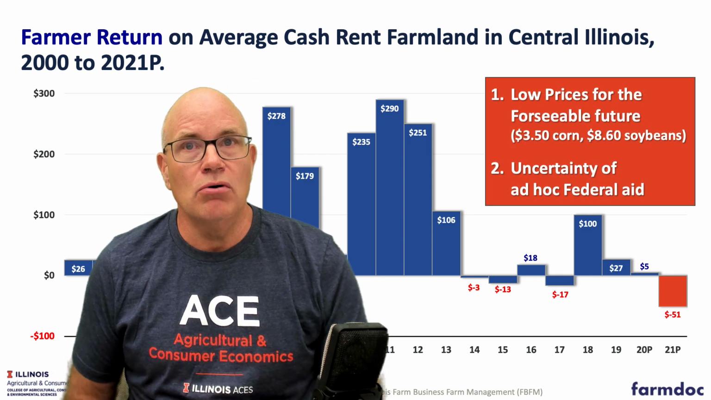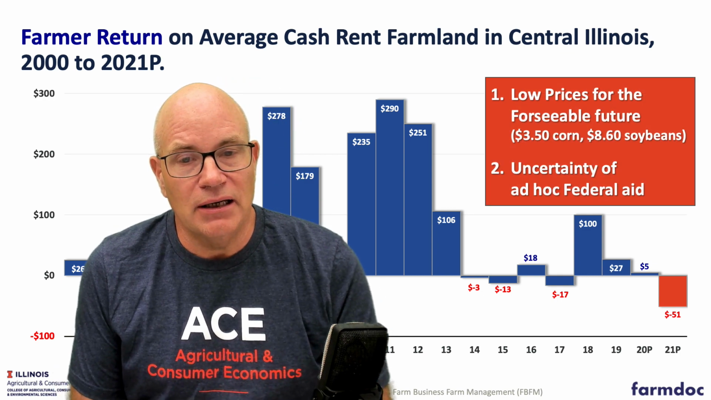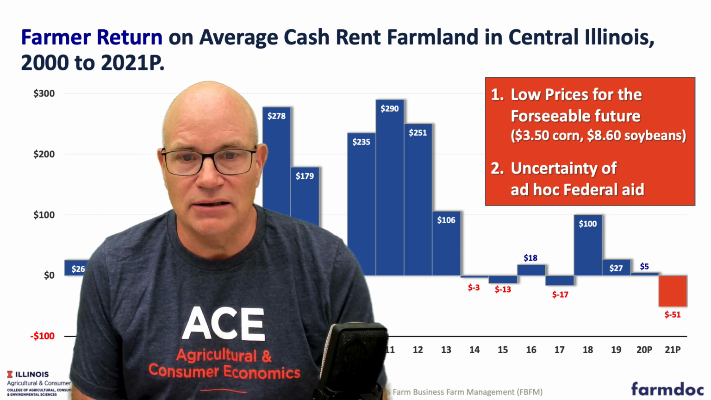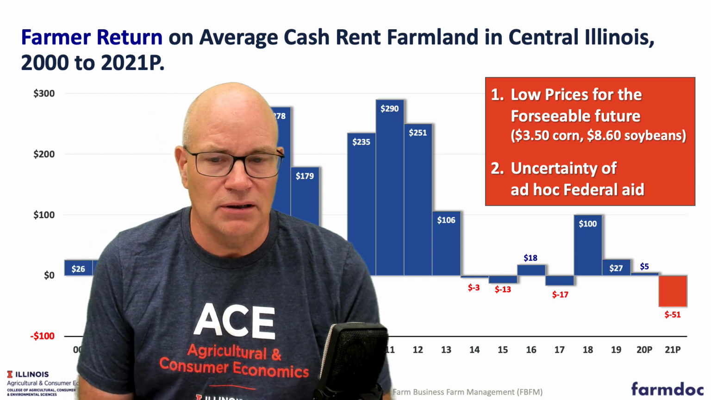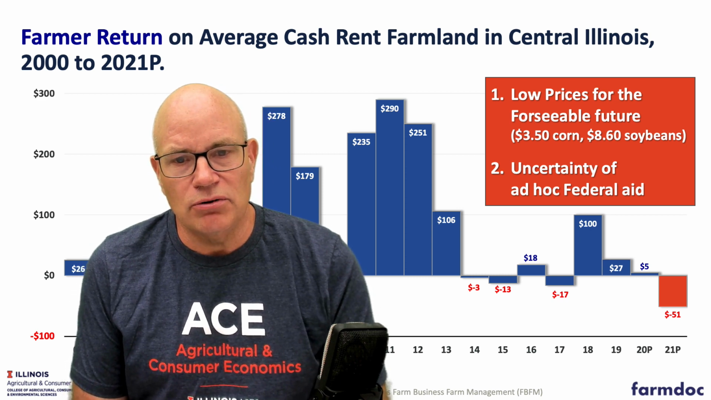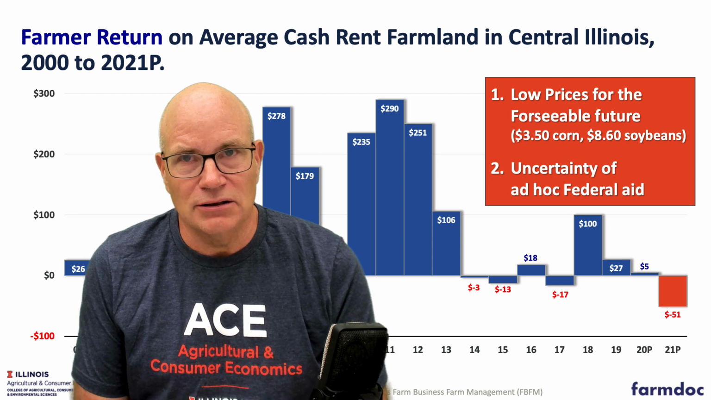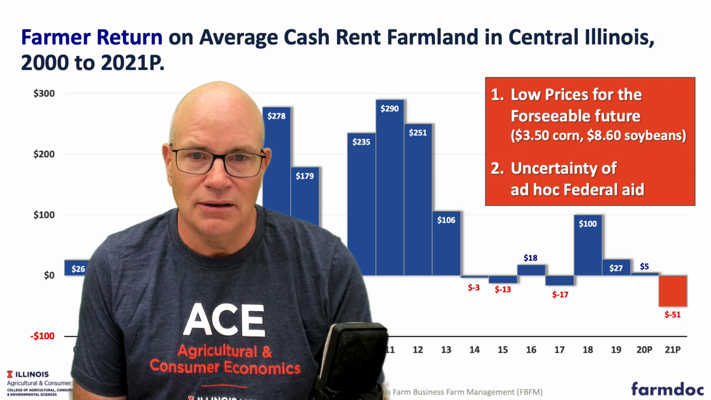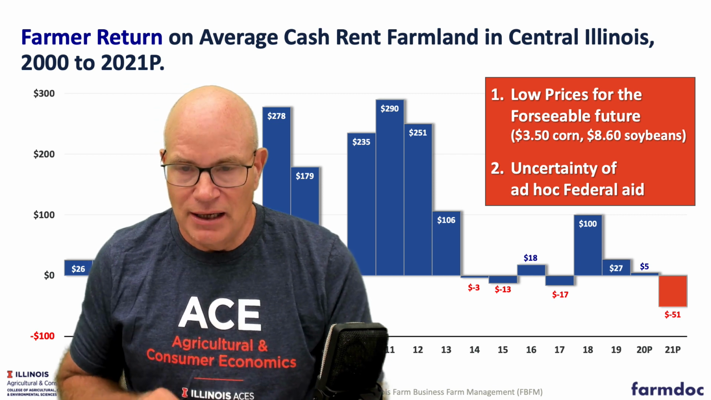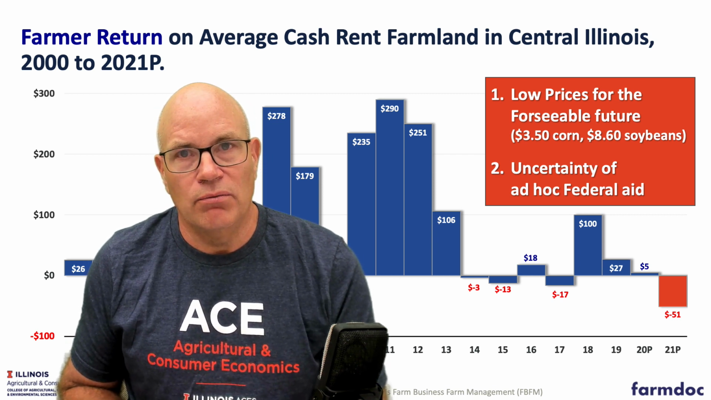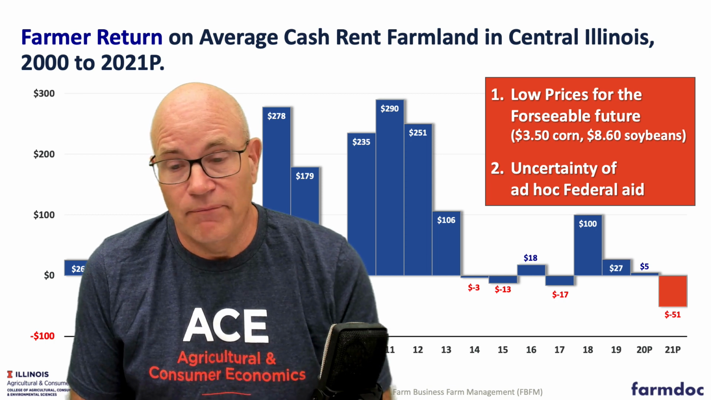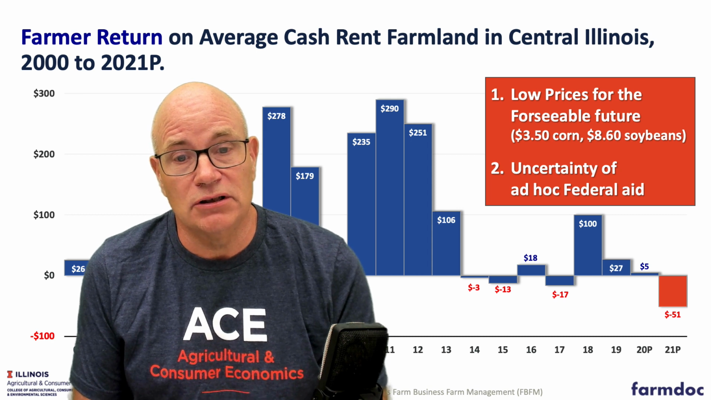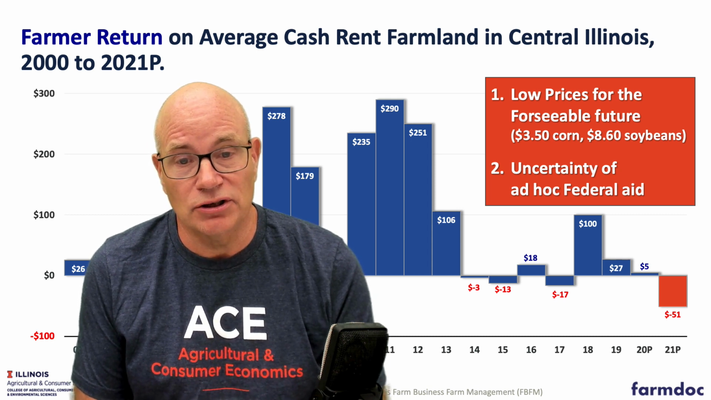We don't know if there is going to be ad hoc disaster assistance in 2021. It's election year, so that's completely uncertain at this point in time. But it's reasonable to expect lower prices. $3.50 for corn, $8.60 for soybeans is sort of what we're using into the foreseeable levels. And again, at that level, we would be looking at marginal and negative returns to the farmer at current cash rent levels.